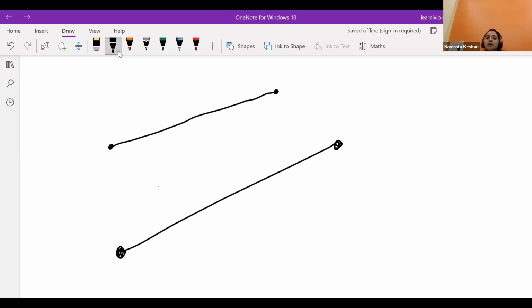Will you be able to tell me one by one? Yes, ma'am. A straight line may be drawn from any one point to another point. Given two distinct points, there is a unique line that passes through them.